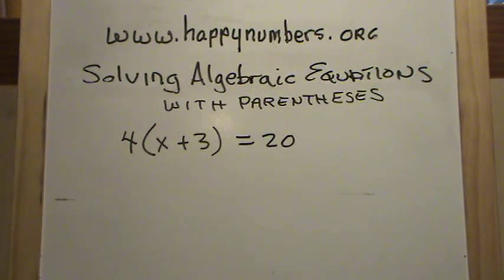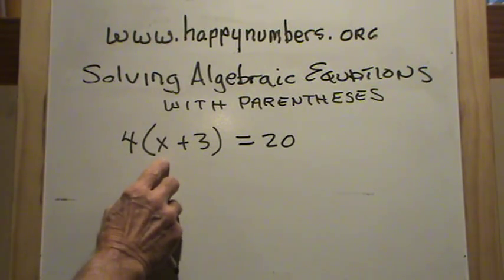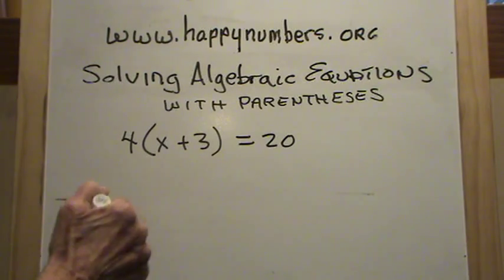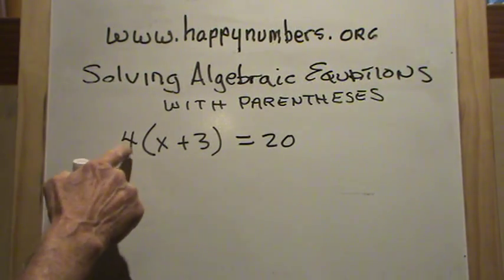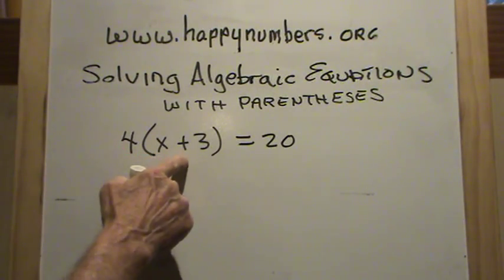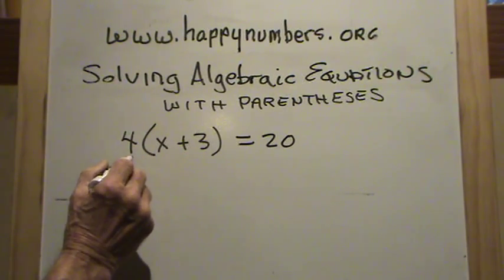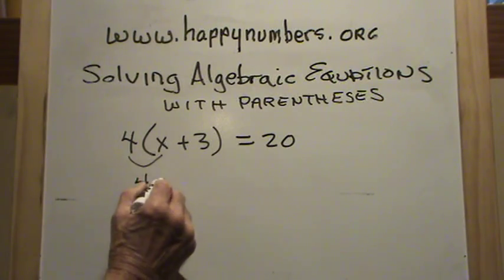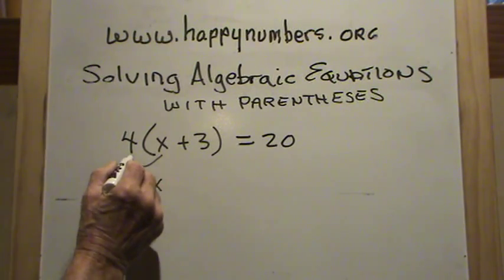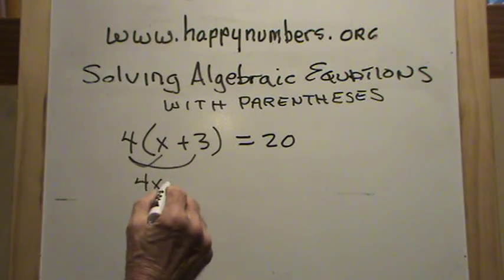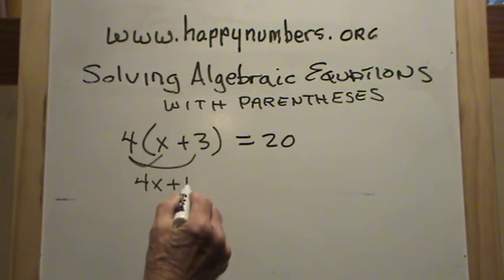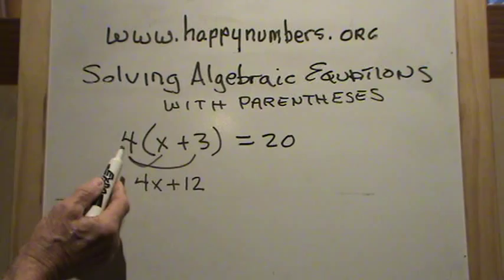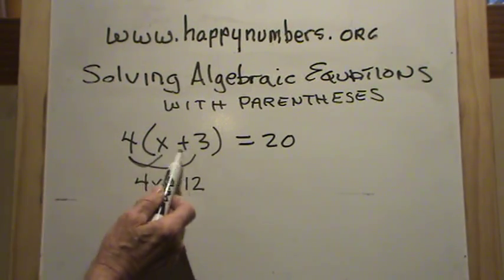Well, the process is very simple if we follow our order of operations. First thing we must do is deal with our parentheses. This means 4 times the quantity of x plus 3. So we'll multiply 4 times x, which will give us 4x, and then 4 times a positive 3, which will give us 12. So we multiply 4 by each of these terms.